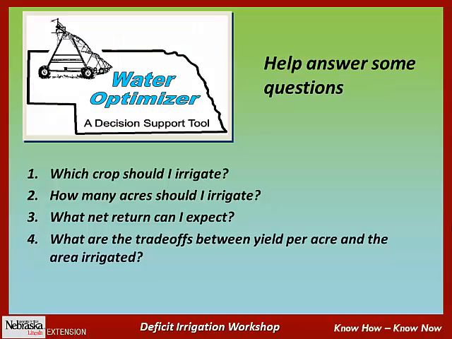We've developed a program we call Water Optimizer. It's an Excel-based program that you can run to do some of these calculations. It helps you deal with this question of what crops should I irrigate, how many acres, what kind of net return could I expect, and what are some of these trade-offs. And we have it available. You can download it. We'll give you the site later if you want to download it and play with it.